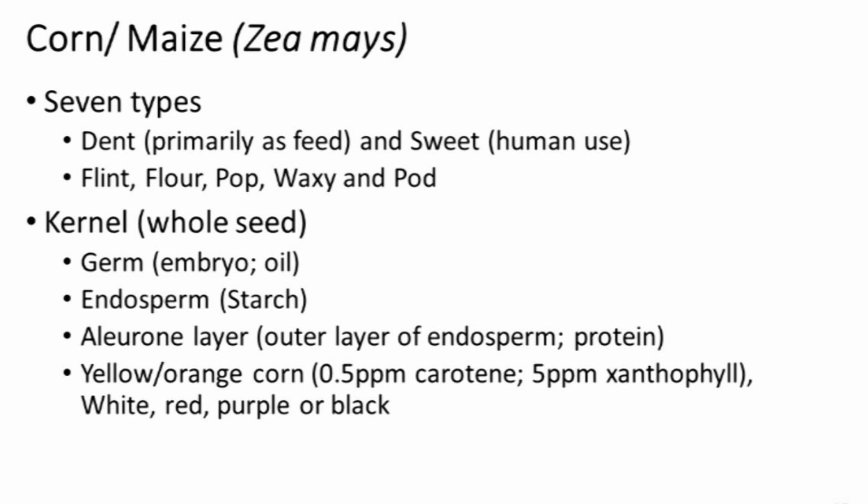If we want to give more color to the egg yolk or to the bird skin, and we feed more corn, then we will get more colored yolk. This is the reason why desi birds have more darker yolk, the reason being they are fed on green material, so they contain chlorophyll, and some xanthophyll is also present in the green or vegetative material. That's why their yolk is more darker. Similarly, white, red, purple, or black corn are available in different countries.